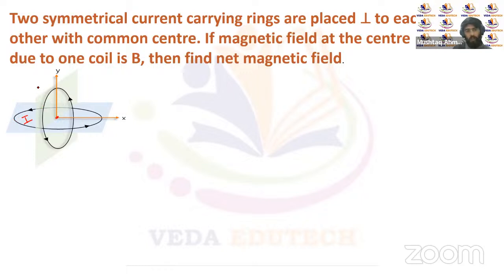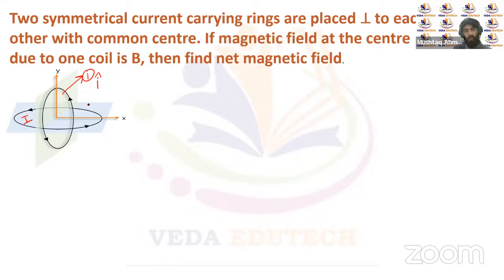So if we find the direction of magnetic field due to this coil 1, you can see that if we curl the fingers of the right hand along the direction of the current, then the thumb points out in the direction of this plus axis, right? Or we can say due to this first loop, the direction of the magnetic field is along plus i cap.